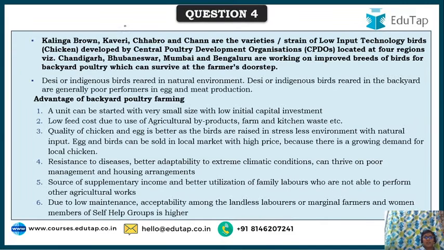Okay, I'll tell you. These are all varieties or strains of low input technology birds developed by the Central Poultry Development Organization. These organizations are located in 4 regions: one in Chandigarh, one in Bhubaneswar, one in Mumbai, and one in Bengaluru, and they solely work to develop improved breeds of birds, especially for backyard poultry, which is nothing but rearing chicken at the farmer's doorstep by the farmer.